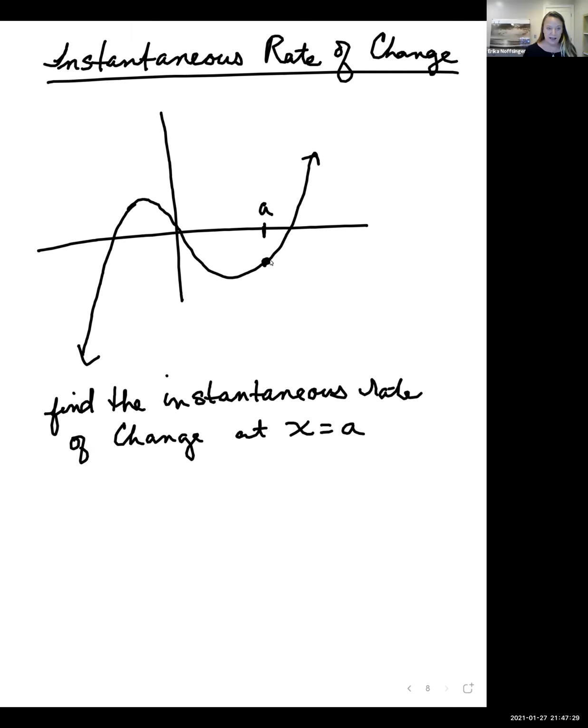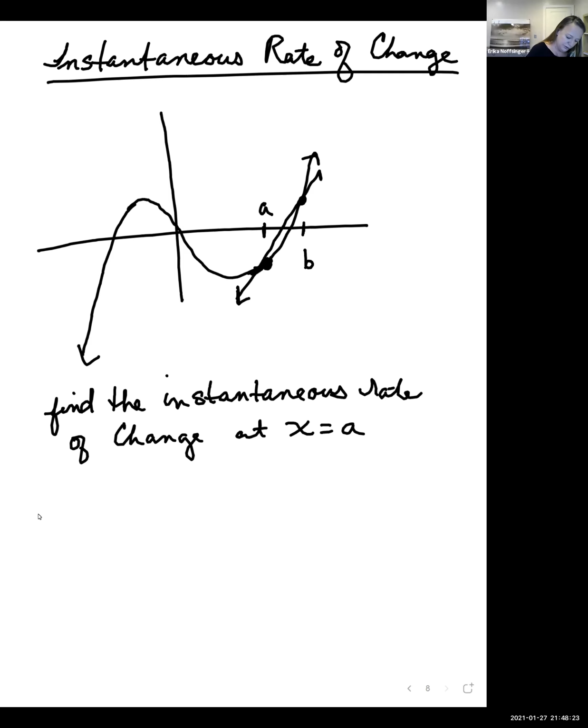And so I could figure this out by choosing a value that's close to x equals a. So maybe choose some value right in here. And if I joined the line between those 2 points, I can see that this might give me close to what the slope is at this point, but this looks steeper than what this slope would be here. But it's an estimate.